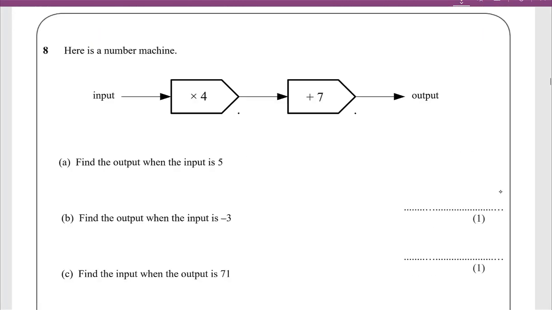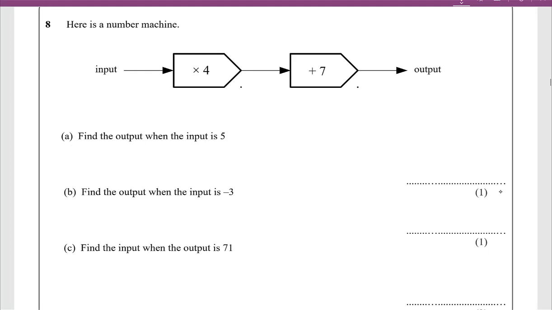Next is the function machine question. Here is a number machine. Input is times 4 and add 7. What is the output? Find the output when input is 5. So input 5 times 4, which is 20, add 7, which is 27. So the answer is 27 for the first one.